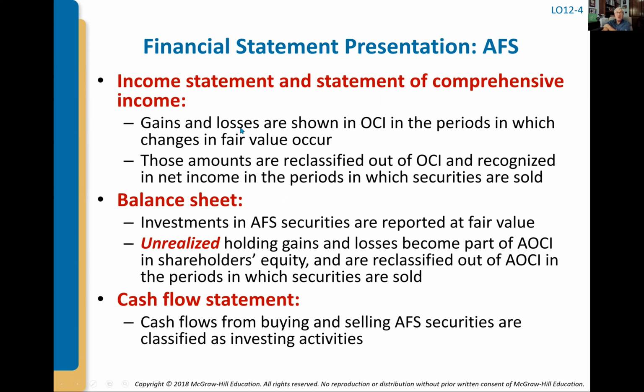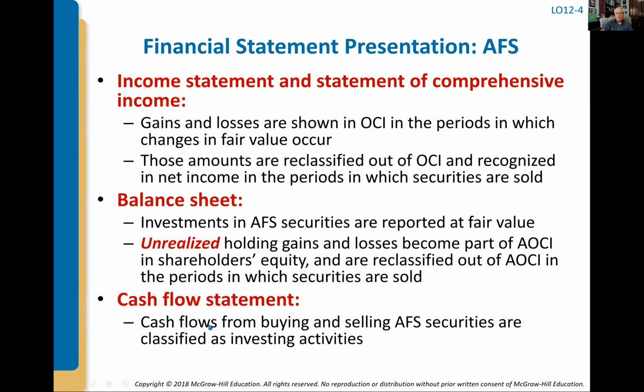So gains and losses for available for sale would show up. We will have a statement, as we saw in the financial statements, a statement of other comprehensive income that will show the changes in other comprehensive income during the year. So clearly these changes will show up there. And we talked about the unrealized gain.